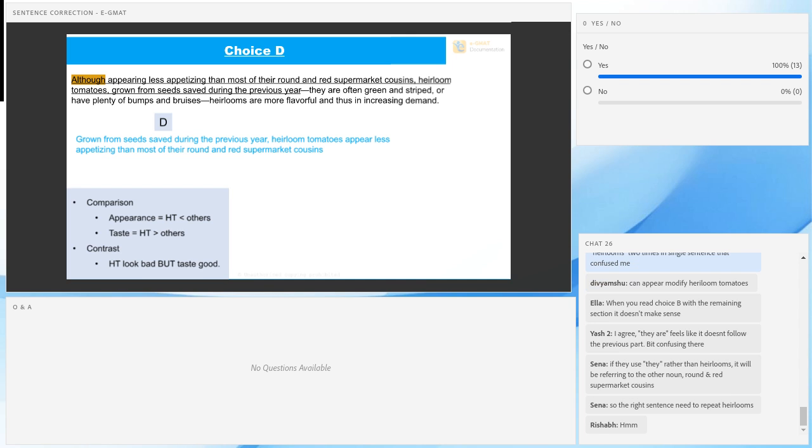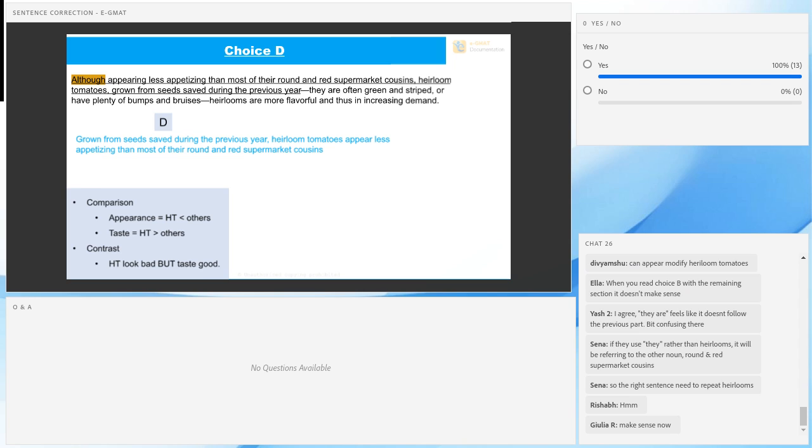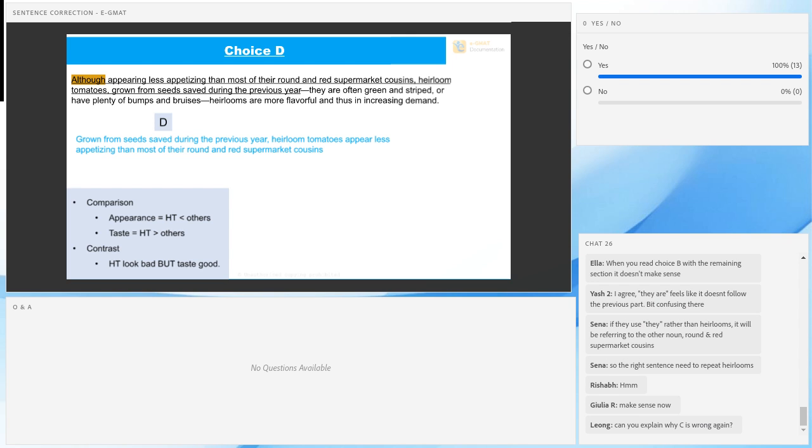Okay. Again, guys, there are a number of people who are saying that they are often green and striped doesn't link up with the previous part of the sentence, and that's there for all the choices. Okay, so I'm not sure why you are pinpointing that as an issue with choice B. That part is consistent across all the choices. Okay, all right. Now, choice D is wrong because there is no contrast whatsoever.